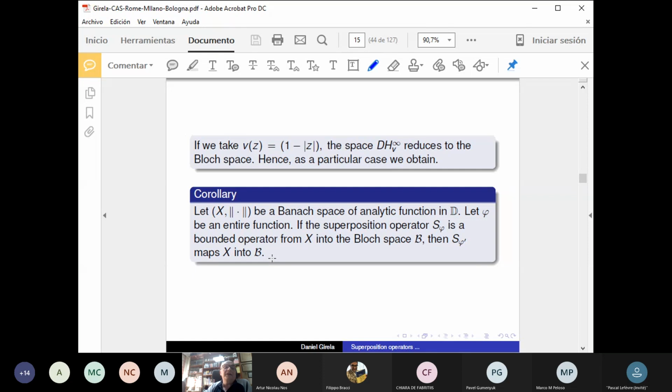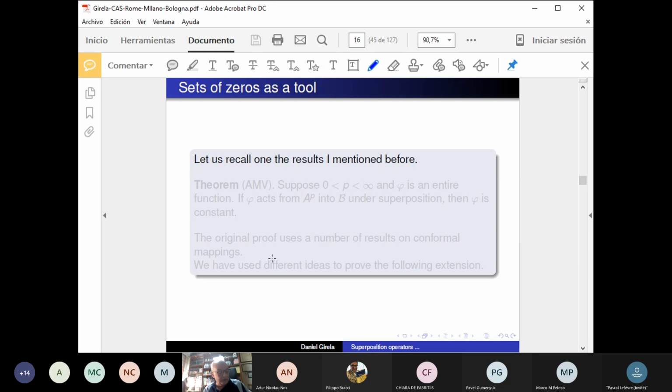So this is the first question, but now the other thing that I want to speak about is that, as I told you, we have found several different ideas to prove results on superposition operators. And I'm going to try to explain a couple of those ideas. The first one is that we can use information on the set of zeros of an analytic function space as a tool to study the action of superposition operators on those spaces.